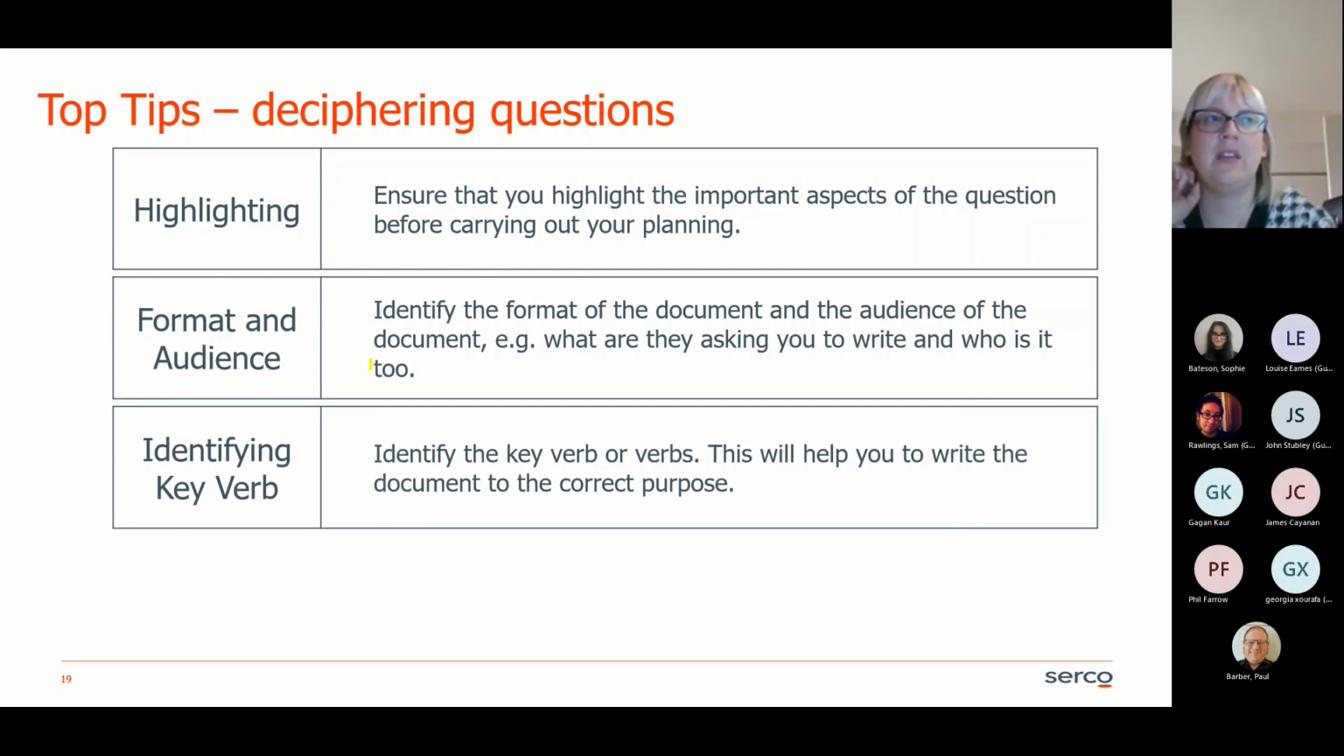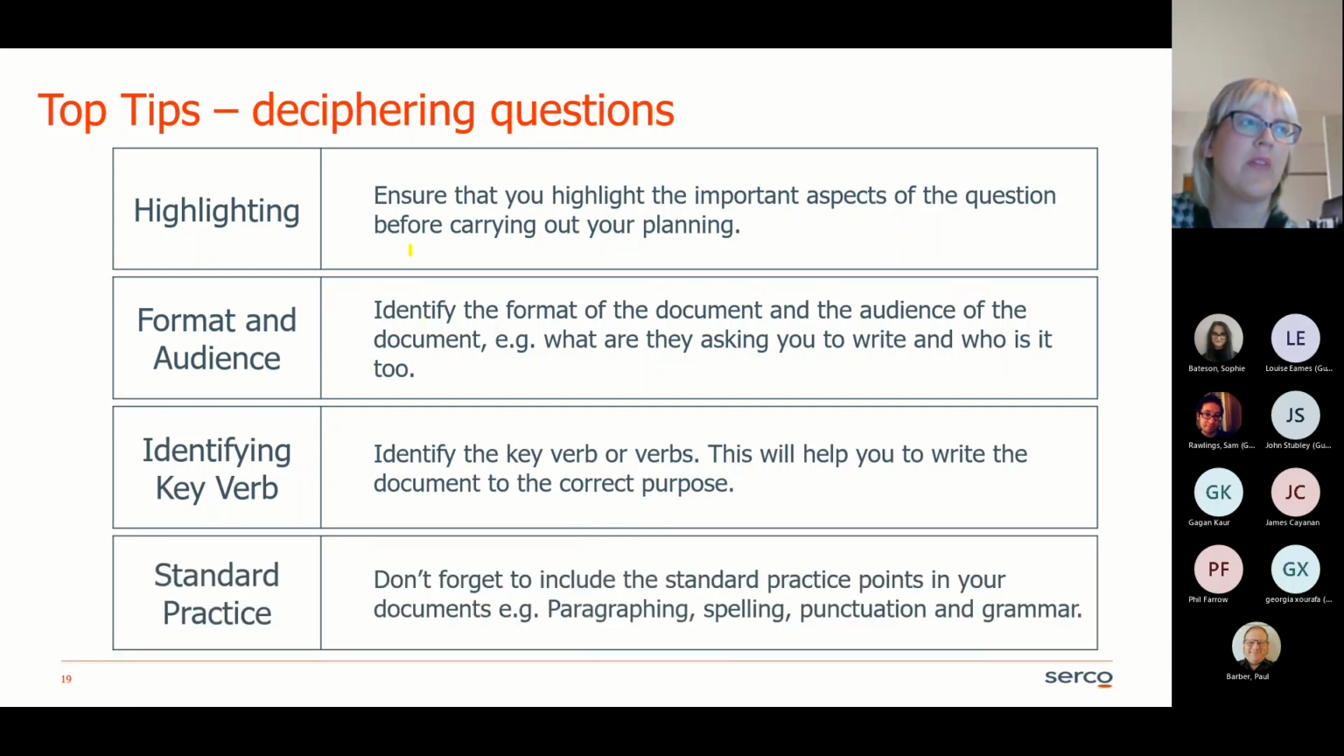Third one, identifying the key verb. So this will help you to write the document for the correct purpose. The key verb is really, really important. If you get that wrong, then the purpose of your document is off. So in your planning, just highlight it and decide what it is you're going to be including in your document. And then the last one, don't forget the standard practice points that we talked about at the beginning. So those 3 bullet points, your paragraphing, your spelling, punctuation and grammar, they come as a standard in any of your written documents.